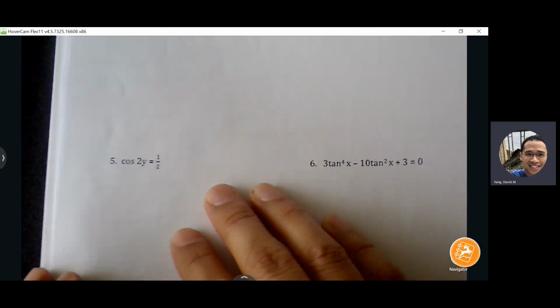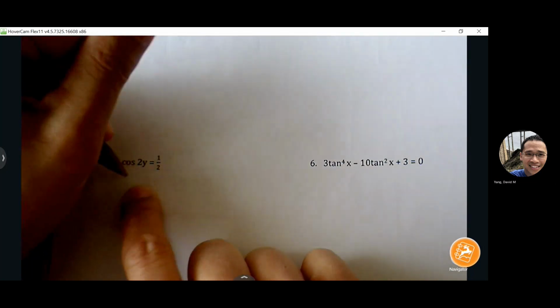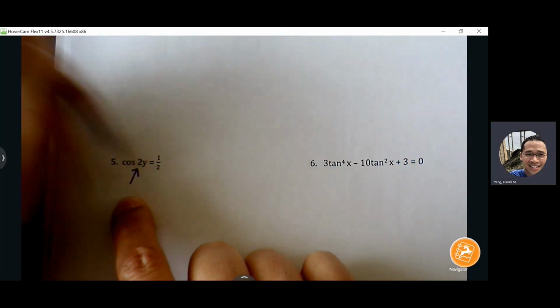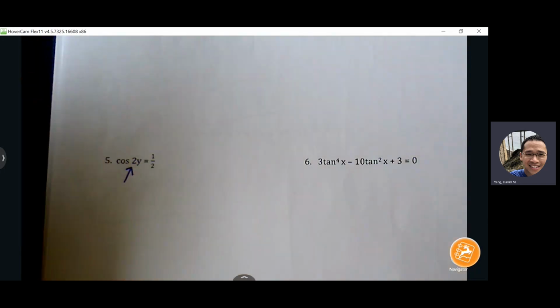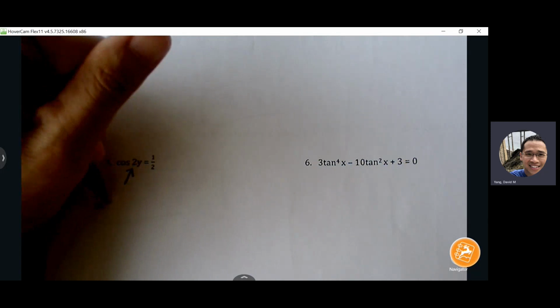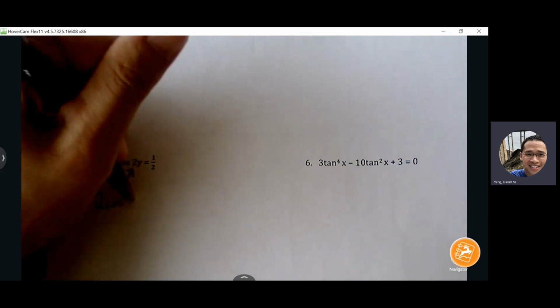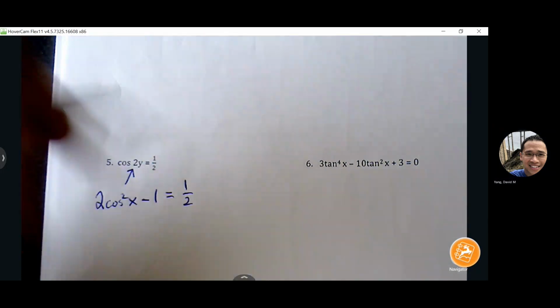Okay, number five, cosine of 2y equals 1/2. We have a double angle identity that we can play with here. So let's get it out of that 2y double angle. And we have three variations. One of the variations, I'm going to leave it in terms of cosine, so I'll pick the one that has cosine in it. But I could have used the one for sine. That would have worked too.